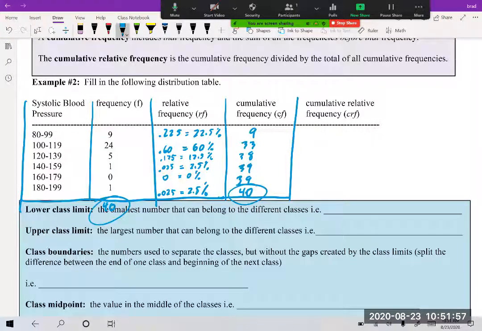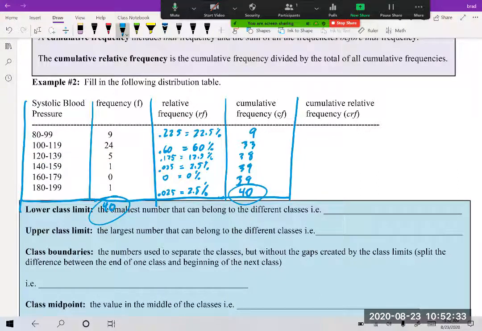You add all the frequencies that come before the one that you're on. So basically you're saying, for example, if I were here, 120 to 139 or below, how many people have 139 or below? Well, we would say 38, because 9 plus 24 plus 5 would be 38. Okay, so that's what we were doing here, all right?